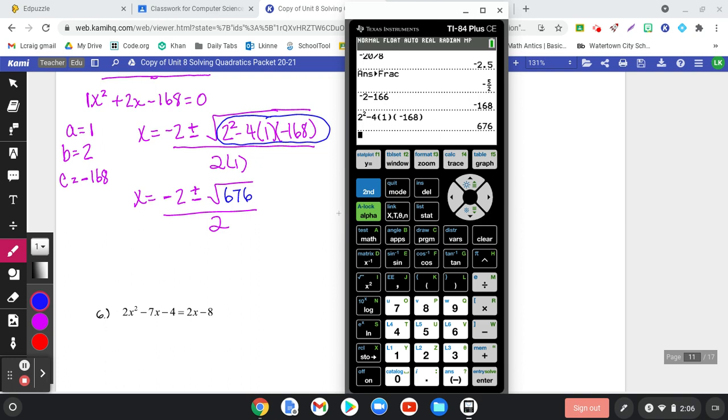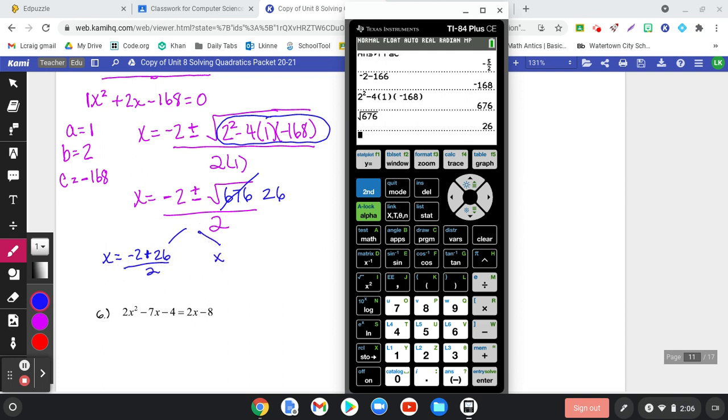Now, let's check and see if it's a perfect square. So second x squared, you can just type it in or go up and hit enter. 26, perfect, it's a perfect square. The square root of 676 is 26. So we're going to split it up. One of your roots is negative 2 plus 26 over 2. And the other one's going to be x equals negative 2 minus 26 over 2.